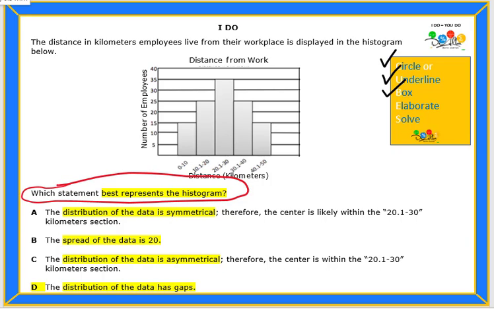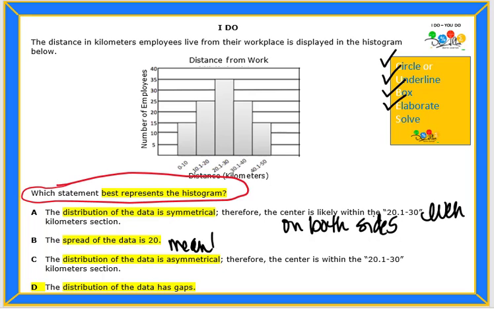Next, we elaborate. Distribution of data is symmetrical, which means even on both sides. Spread of the data is 20. Could be your mean or your median.